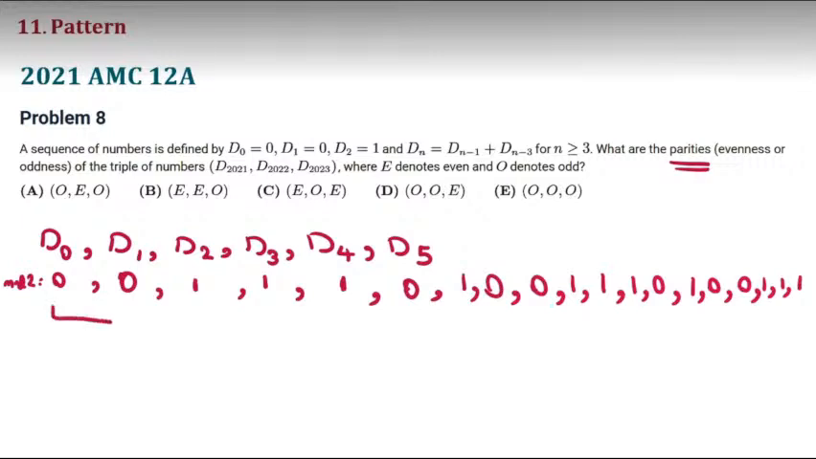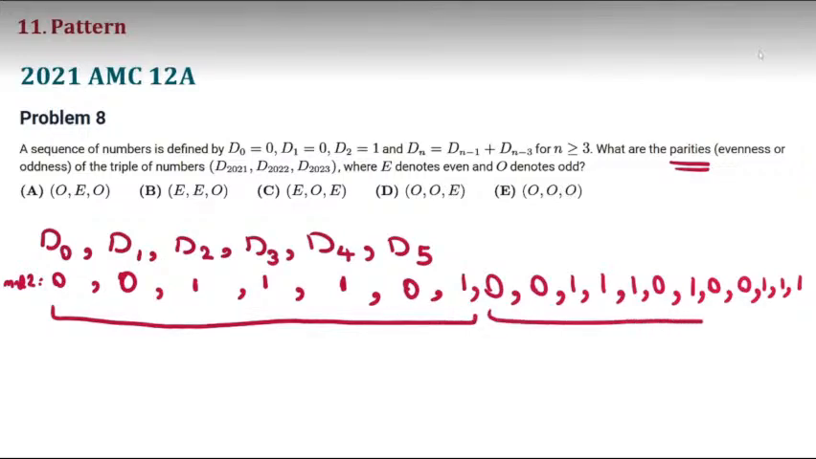So let's see. Find the length of the period. Pause the video and find it by yourself. 0, 0, 1, 1. This one. Okay. And it goes to 0, 1 again. It goes up to here. So look, you can see it is D6. The next one, D7, D8, D9, D10, 11, 12, 13. So the length is 7.